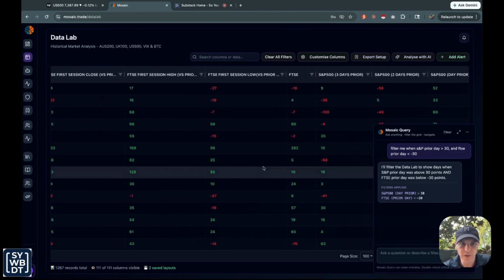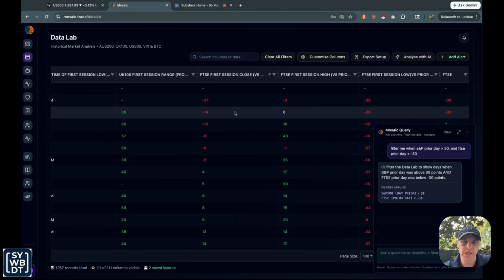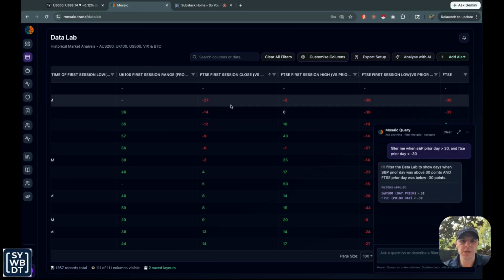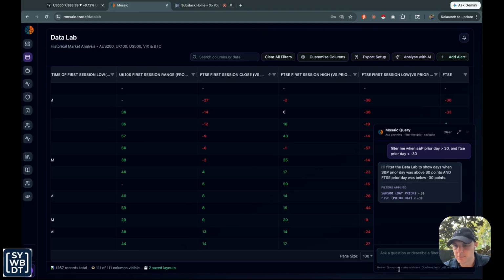But one thing I'm kind of interested in is, okay, where did the FTSE finish the next day in that first session close? So 9 p.m. Australian time. What was the FTSE price at that point in time? So you can see here the distribution historically. I'm going to guess that it's higher on average. What's the average of the first session close?